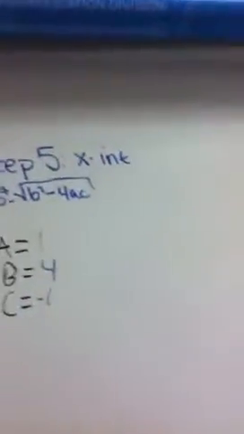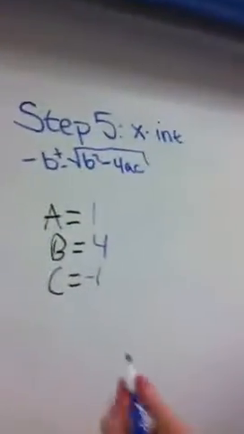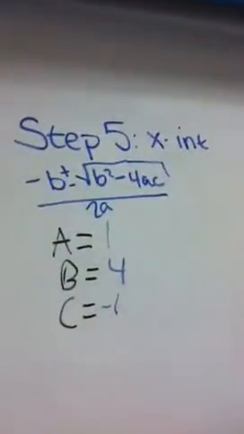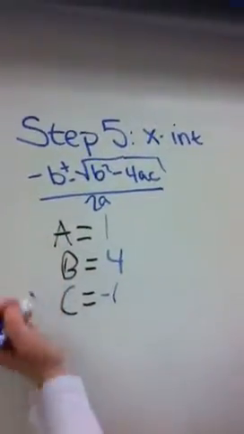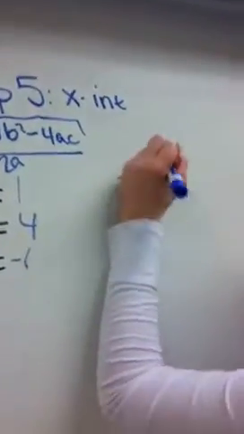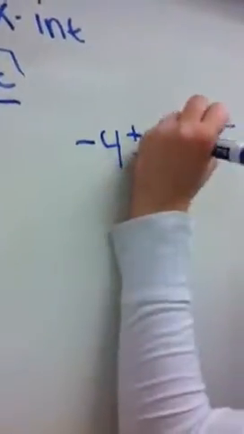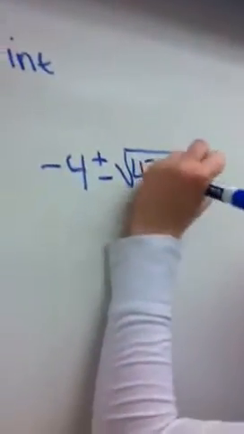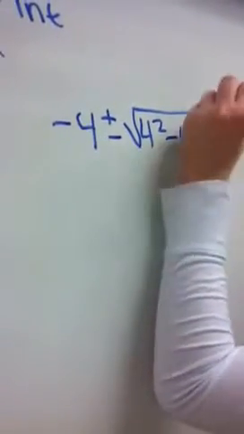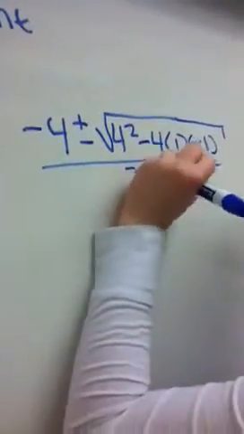Okay, so the x-intercept, you have to use the quadratic formula, and so you basically substitute the a, b, and c in for the variables in the quadratic formula. So it would be negative 4 plus or minus the square root of 4 squared minus 4 times 1 times negative 1. And this will all be over 2 times 1.